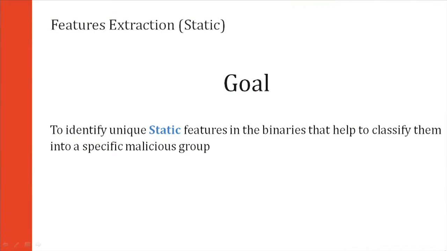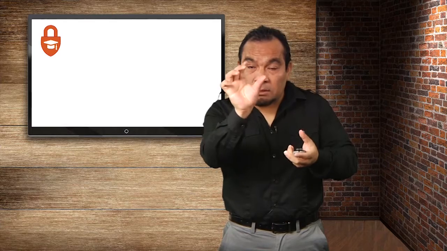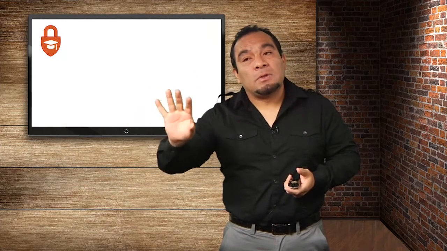So that means that the goal of feature extraction is to identify unique static features in the binaries that help to classify them into a specific malicious group. Okay, so we're going to get static features which can help us to say, okay, based on these features, this belongs to this specific malware group. But what are those features?